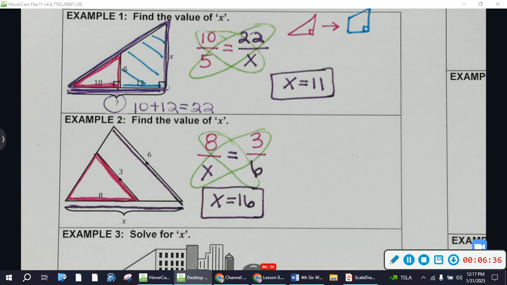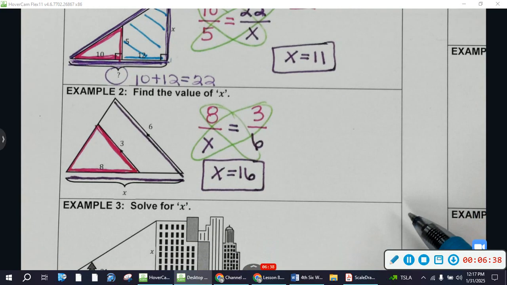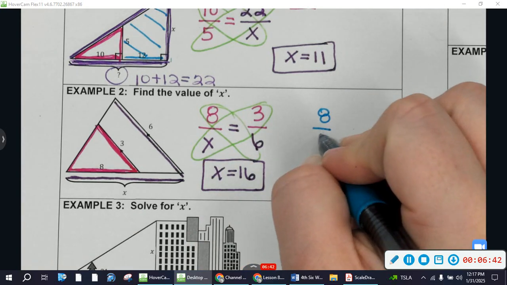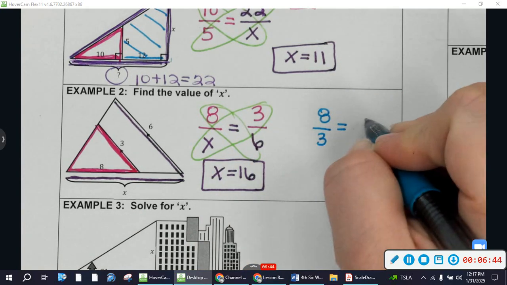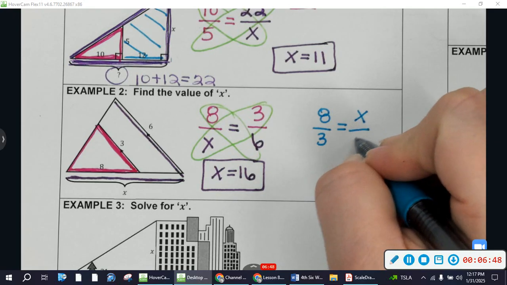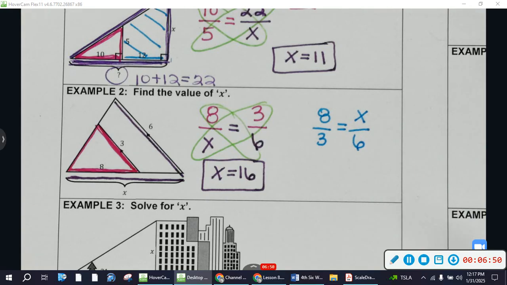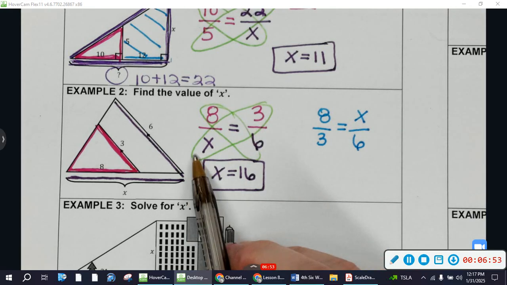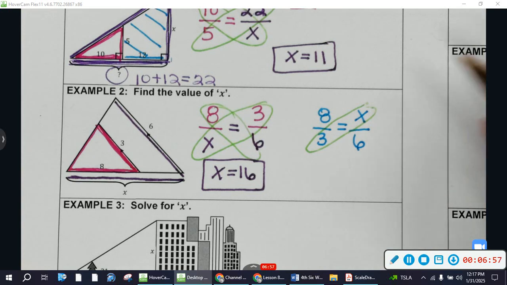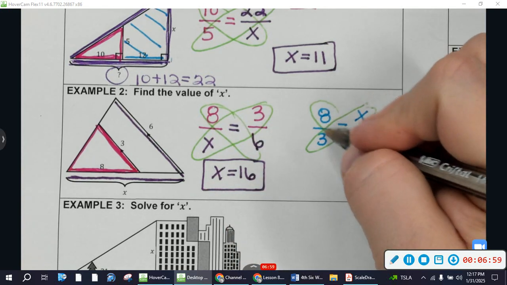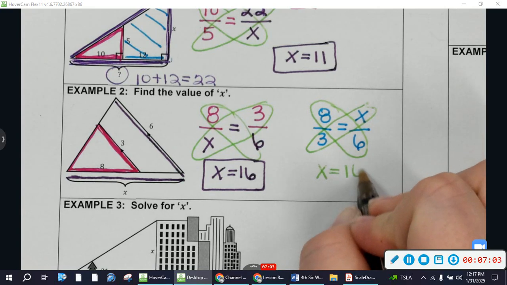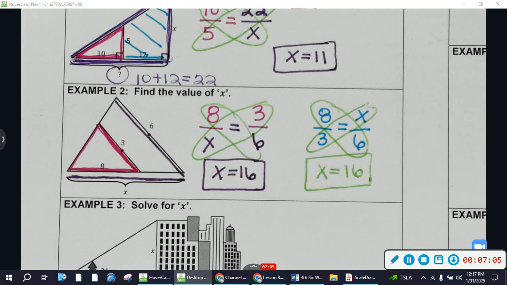Now, just to show that it still could have worked out the same, I could have said base is to diagonal as base is to diagonal. And notice when I cross multiplied here, x times 3 is still the same product there, and we still have the same product here. So you would still end up with 16 either way.